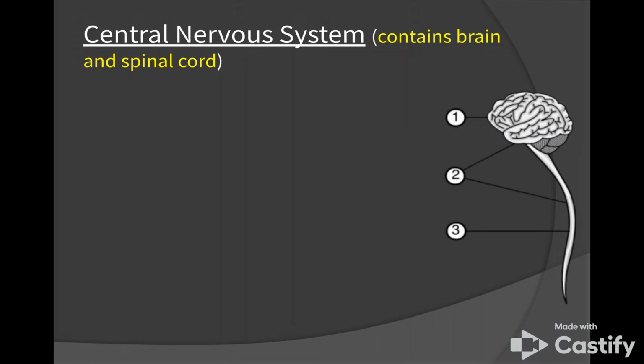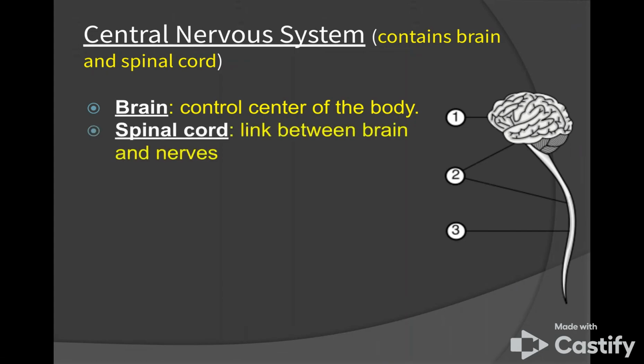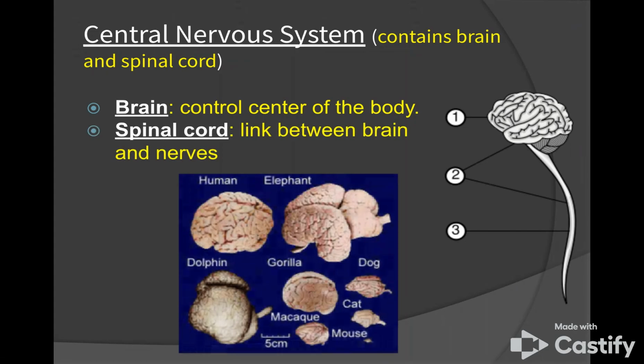Your central nervous system contains your brain and your spinal cord. So your brain is the control center of your body. Your spinal cord links the brain to the rest of your body through nerves.